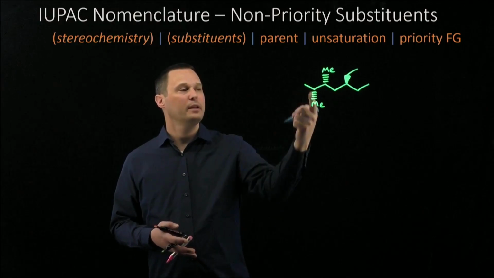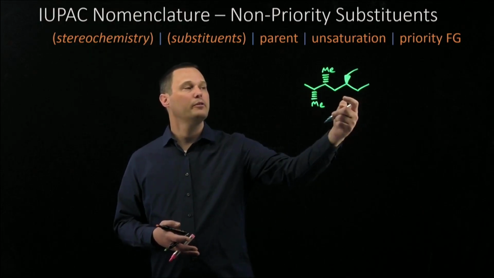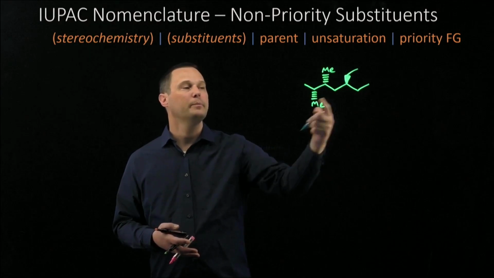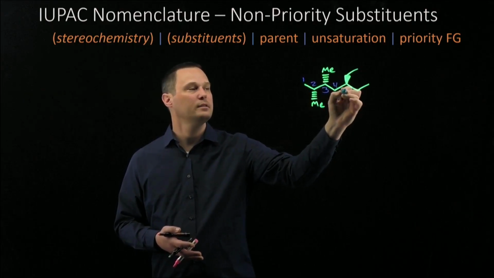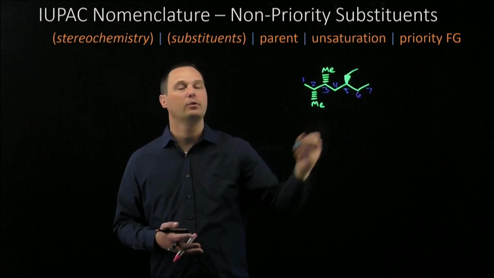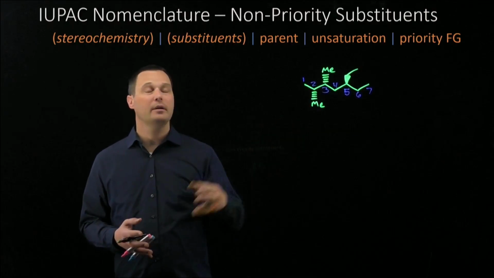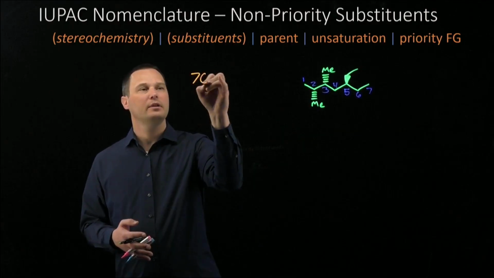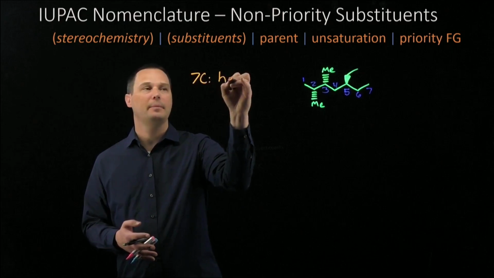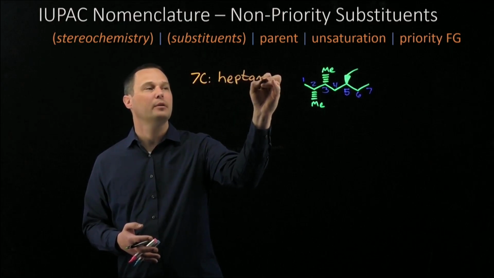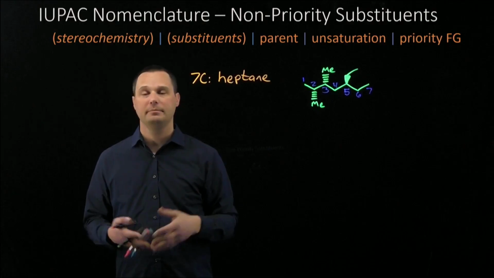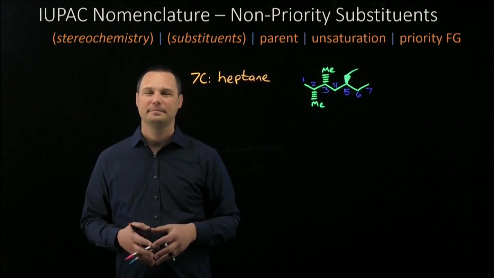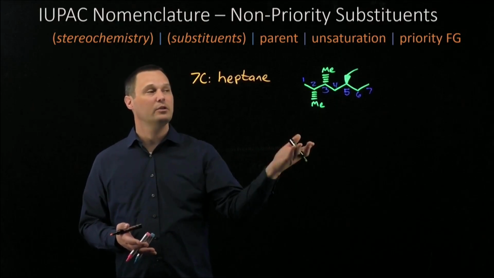Numbering from the left, we hit the methyl group at carbon number 2. Numbering from the right, we hit the ethyl group at carbon number 3. So to get the lowest overall set of numbers, we will number this molecule left to right, our 7 carbons in a row. The next step is to find the name of the parent hydrocarbon backbone. With 7 carbons in our longest consecutive chain, heptane is the name of our parent hydrocarbon. And with no unsaturation or priority functional group, we do not modify the heptane, and it stays heptane as our parent hydrocarbon. The next step is to list the substituents and their location numbers.